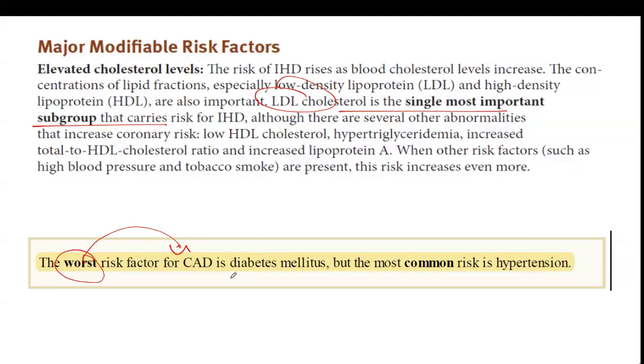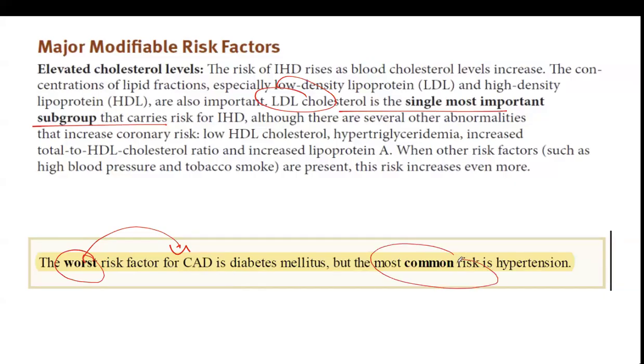The worst risk factor is diabetes, because some of these patients will have silent MI. They will not even get the chest pain. And they have a very poor prognosis, because if they need any operation, it can take longer time to heal. They have more chance of getting infection. So the worst risk factor in a coronary artery disease patient is always diabetes.